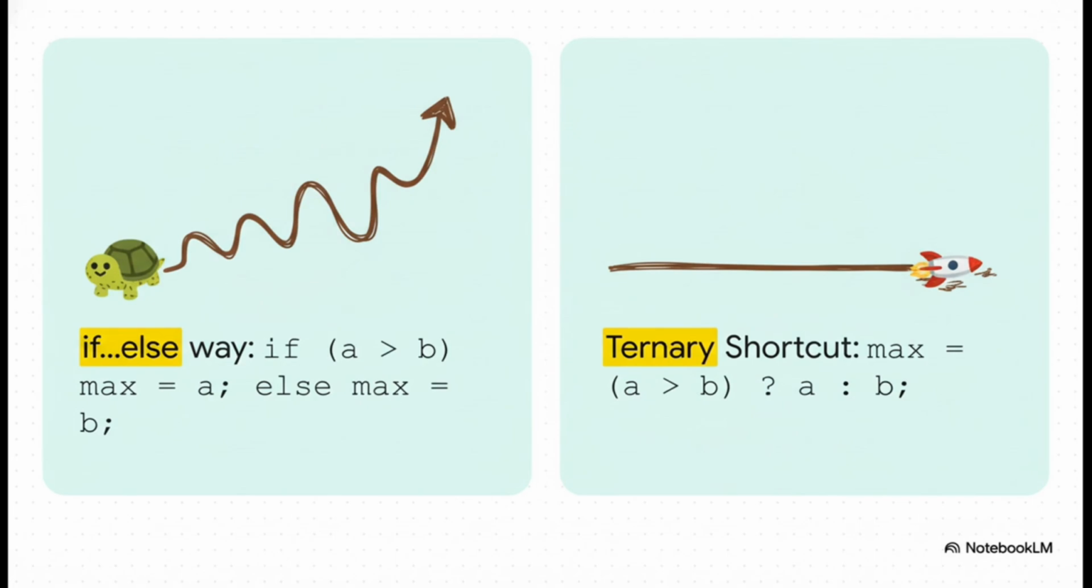Look at the difference. On the left, you've got a standard 4-line if-else block just to find the bigger of two numbers. On the right, the ternary operator does the exact same job in one single clean line. It's not just shorter, it almost reads like plain English. Is A greater than B? If yes, use A. If no, use B.